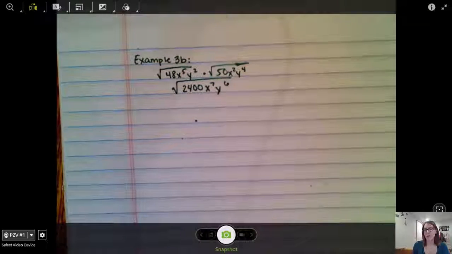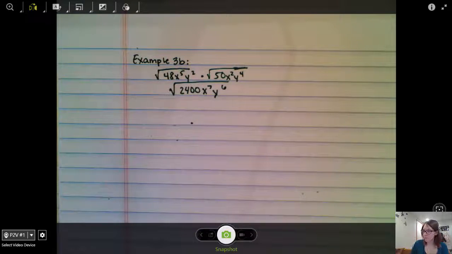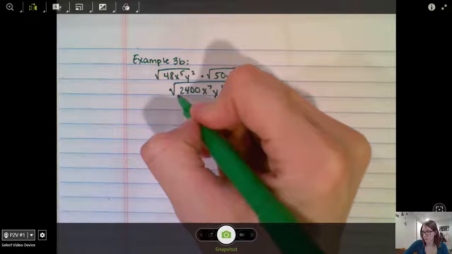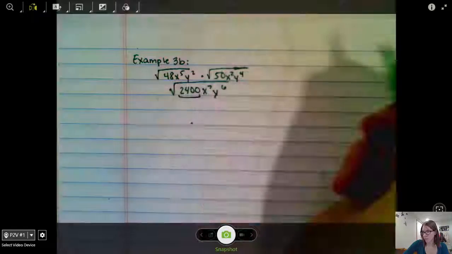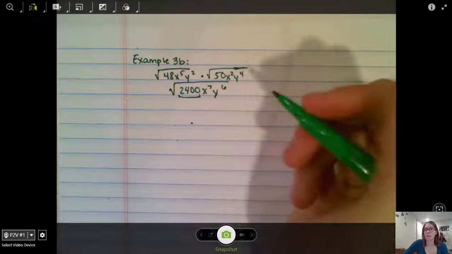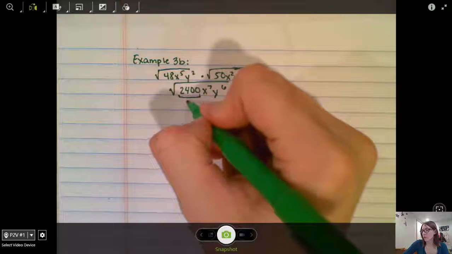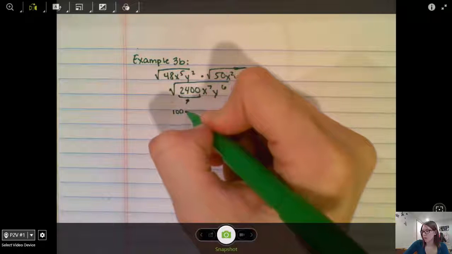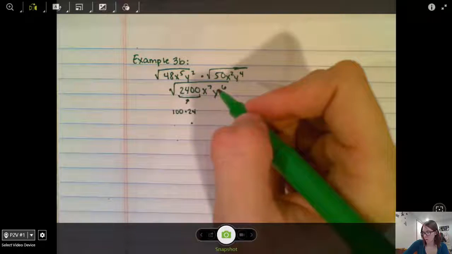This is kind of nice so far, a little less simplifying to do right off the bat. Now we have to simplify our square root of 2,400. Let's think of a perfect square that goes into 2,400, and the one that I noticed right away is 100. 100 times 24.